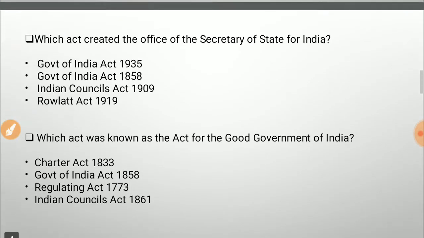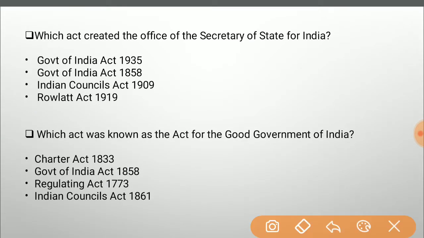Moving on. Which act created the office of the Secretary of State for India? So there was the Viceroy, and above him there was the Secretary of State for India, who was the leading political authority for India. Options are Government of India Act 1935, Government of India Act 1858, Indian Councils Act of 1909, or the Rowlatt Act of 1919. Students, the correct answer here is Government of India Act 1858. After the mutiny of 1857, this act was brought and a lot of administrative changes were made.